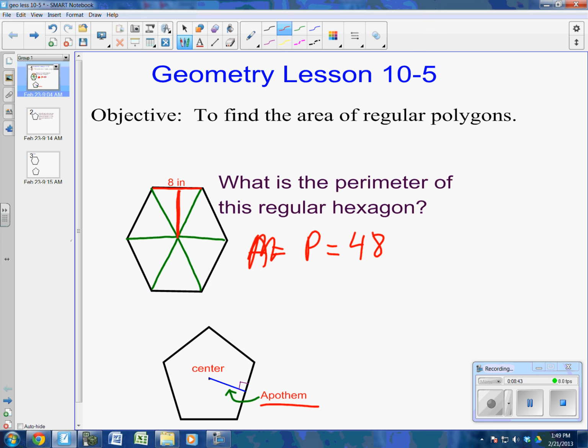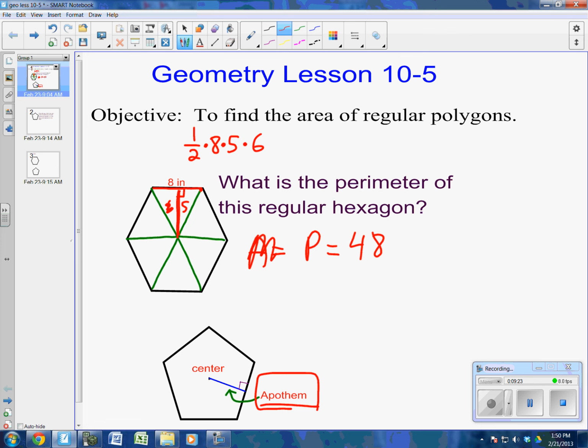On the apothem right here, you have this segment from the center, perpendicular to the side. Notice it doesn't go from the center to the vertex. It goes from the center and is perpendicular to one of the sides, because it has to be the altitude, right? If I was finding the area of this triangle, let's say the height is 5, I would go 1/2 times the base times the height. But since there are 6 of those triangles, I would multiply it by 6, right?